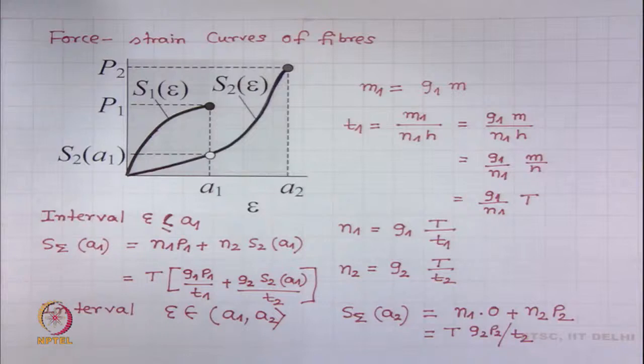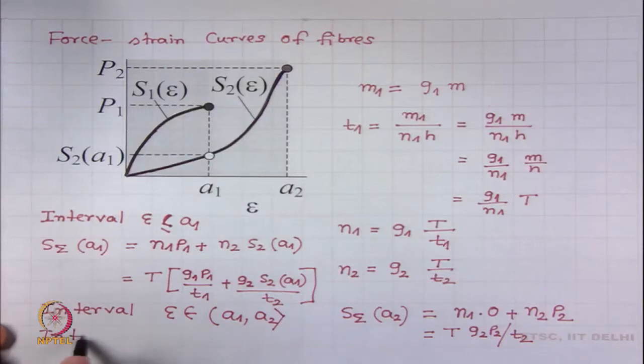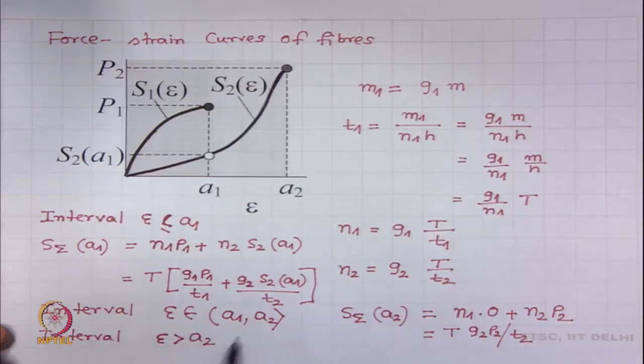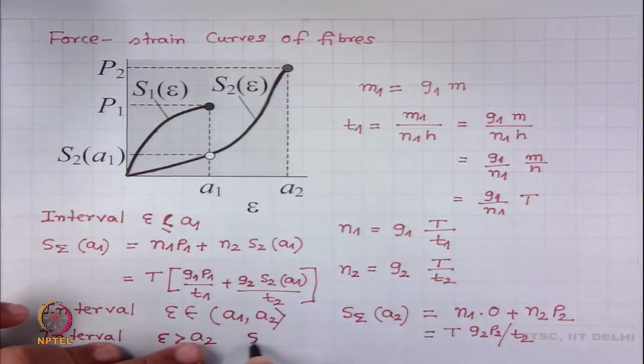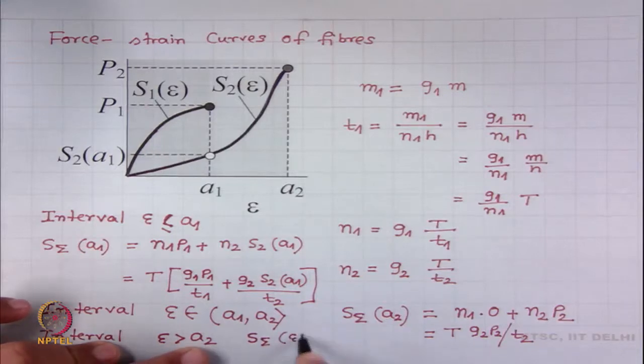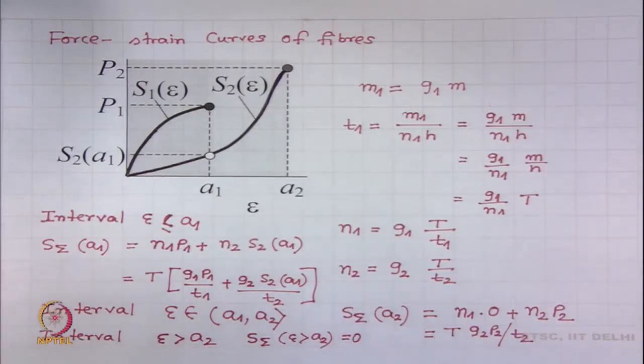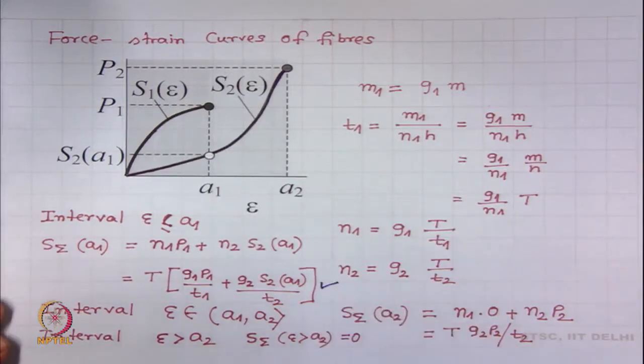Right. Then the last interval, epsilon greater than A2. There is no fiber, there is no bundle. So, what will be the force at that strain? 0. So, we obtain three expressions for force. One for this interval, second for this interval, and the third for this interval.